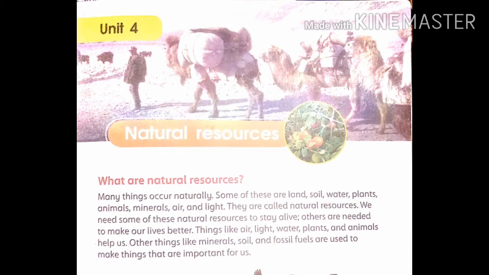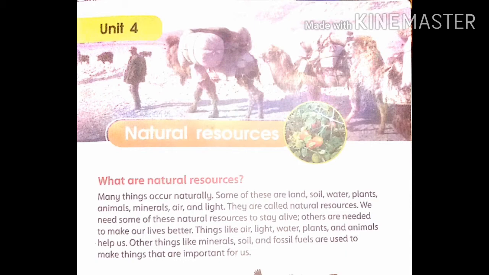Things like air, light, water, plants, and animals help us. Other things like minerals, soil, and fossil fuels are used to make things that are important for us. So natural resources are found all over the earth. And these are the things in nature. We need them to live.